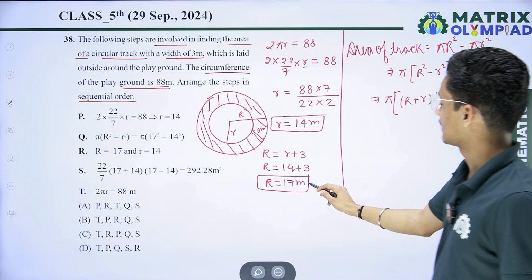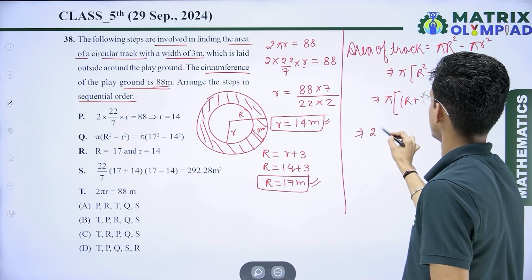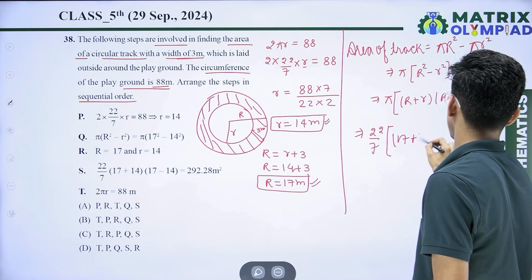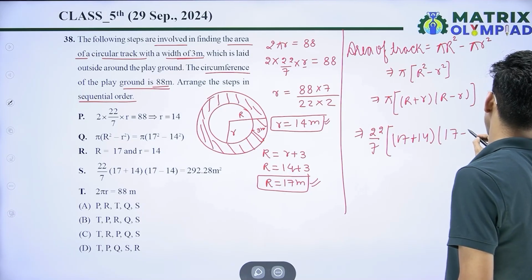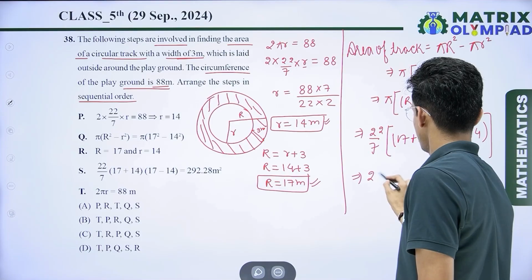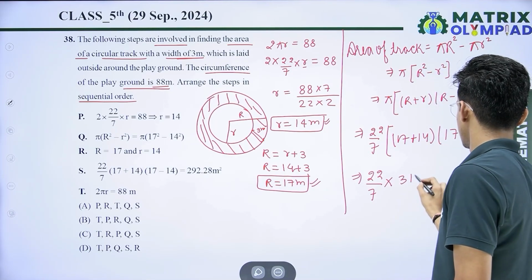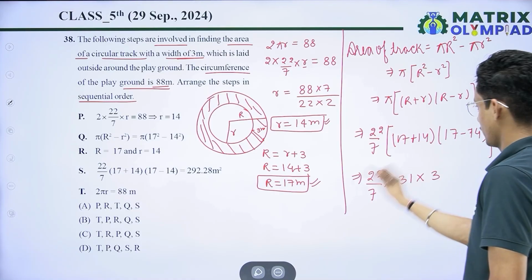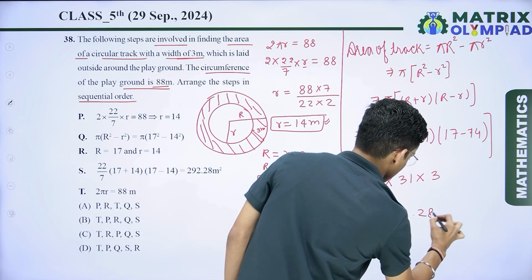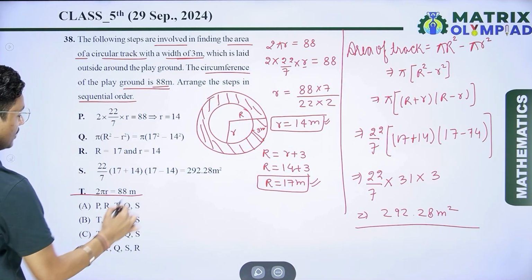Now put the value of capital R, that is 17 meter, and put the value of small r, that is 14 meter, and the value of pi is equal to 22 upon 7. Now 17 plus 14, here 17 minus 14. If I calculate this one, so 22 upon 7 multiply, if I add 17 plus 14, so here I get 31 multiply by 3. So if I calculate this number, so I get answer, that is 292.28 meter square.